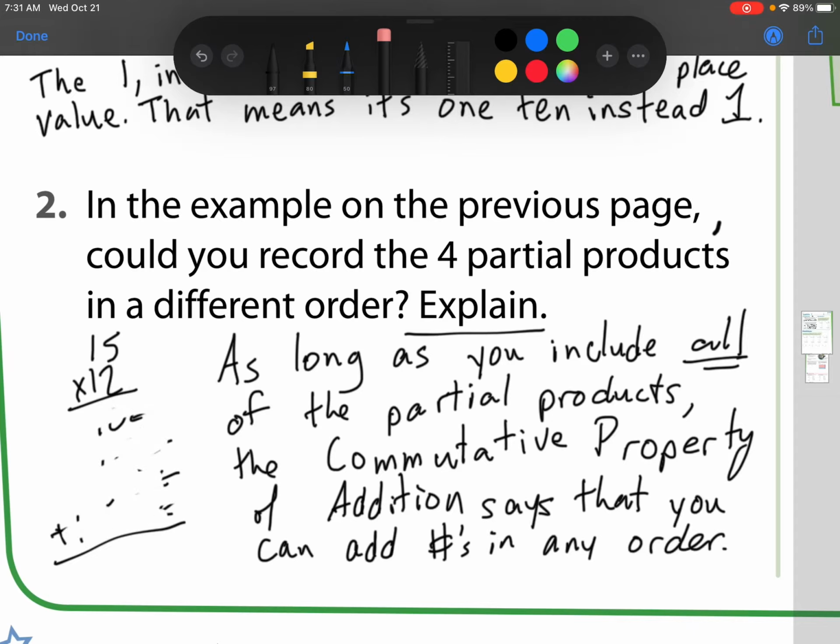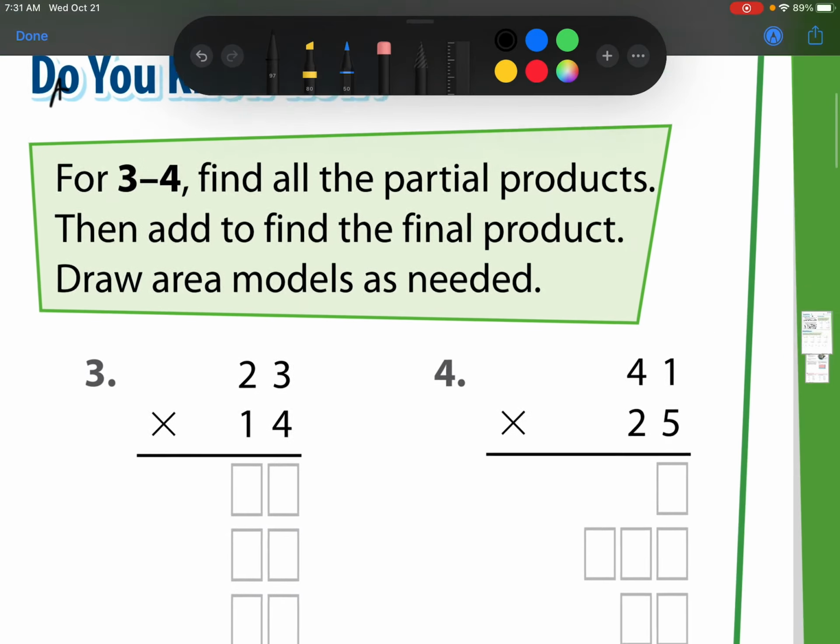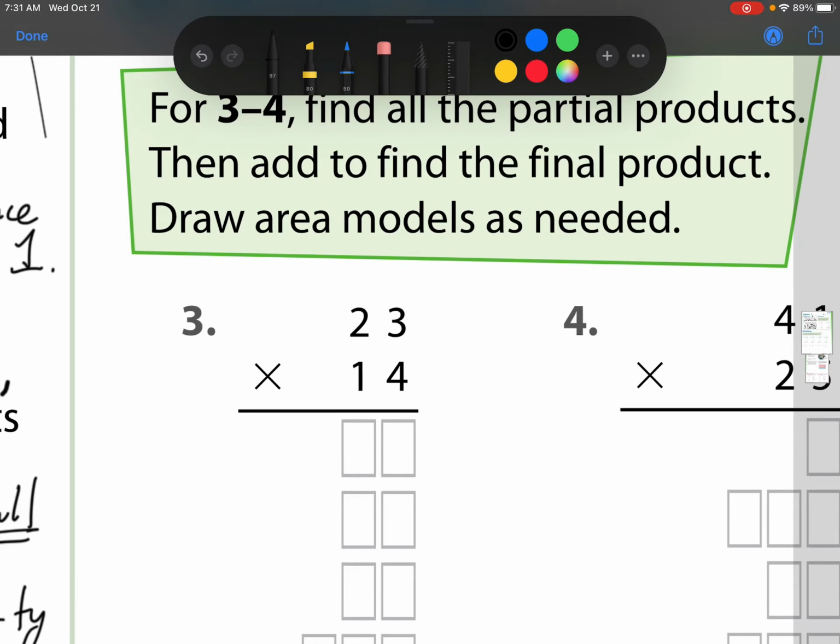We could have done our tens place values first. So 10 times 10 is 100. 10 times 5 is 50. 2 times 10 is 20. 2 times 5 is 10. We could have written it that way as well. The way that we did it first, though, on the other page is just the way that most people organize their partial products, by starting with the ones place value and then moving to the tens.